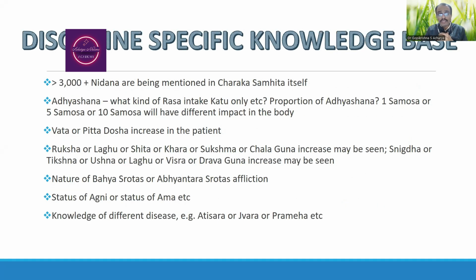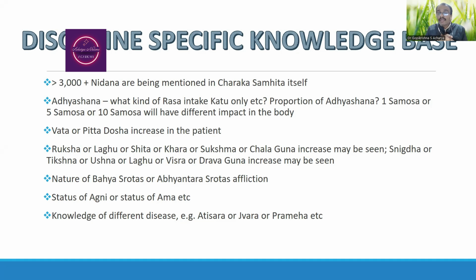When you think about the second step, that is the discipline-specific knowledge base, that means we should know the overall knowledge regarding the discipline one is practicing. For example, when you think about the Charaka Samhita itself, more than 3000 Nidana are mentioned for the different disease processes.